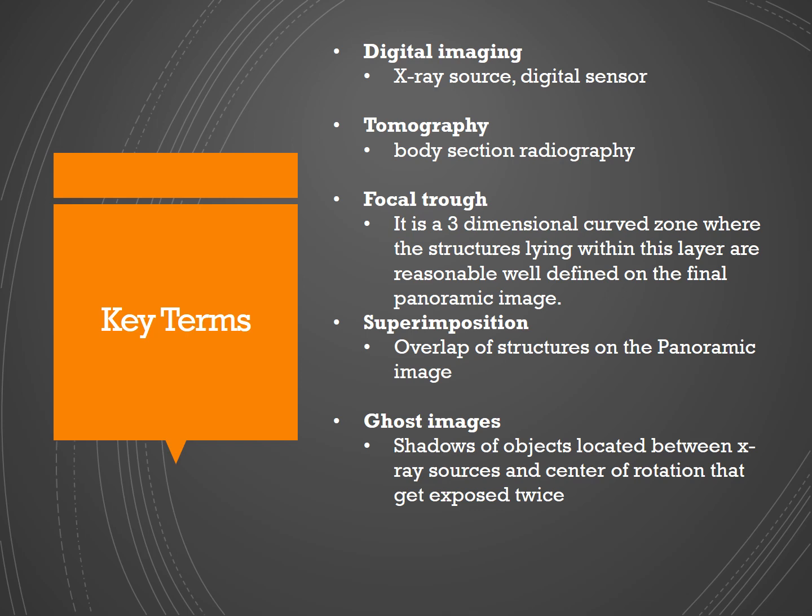Focal trough, it is a three-dimensional curved zone where the structures lying within this layer are reasonably well defined on the final panoramic image. The term superimposition, because there's going to be some overlap of structures which you see on the panoramic image. Ghost images, shadows of objects located between the X-ray source and center of rotation that get exposed twice. Now, all of these terms might seem overwhelming, but they are quite simple to understand.